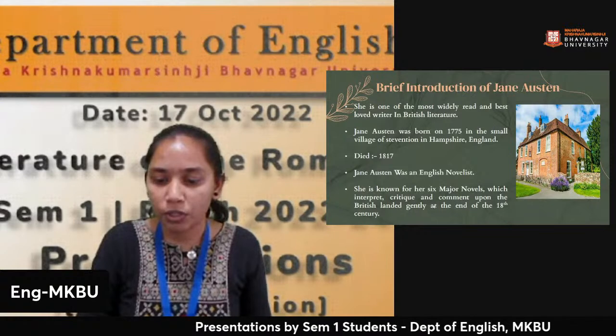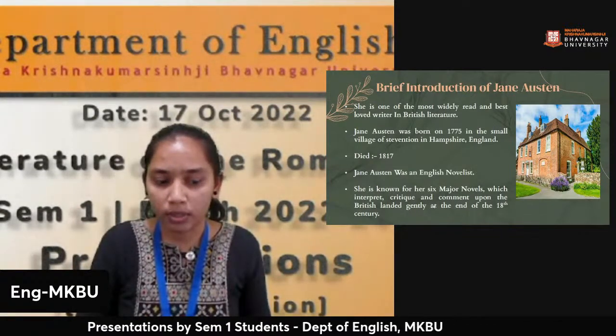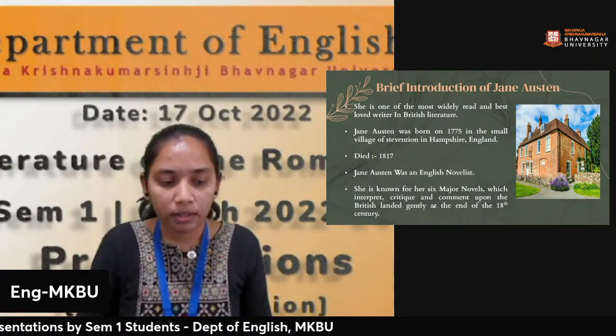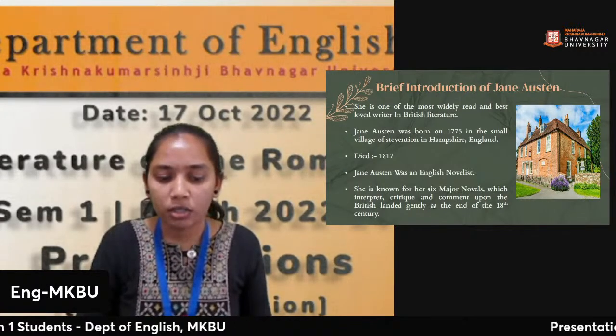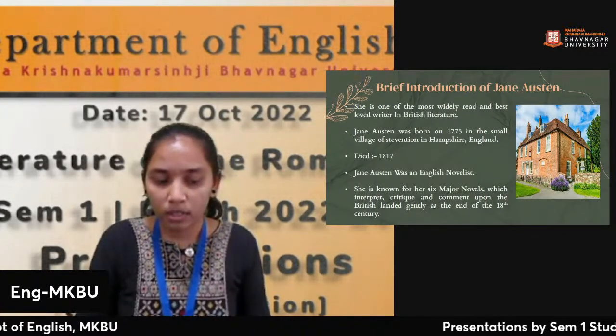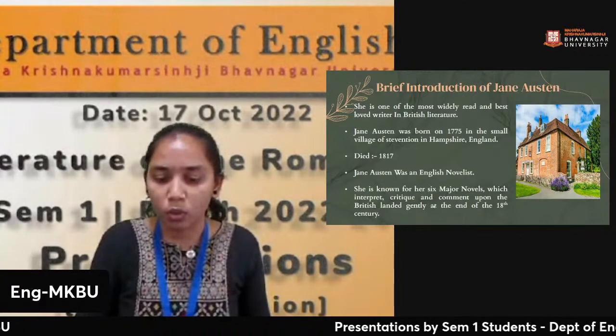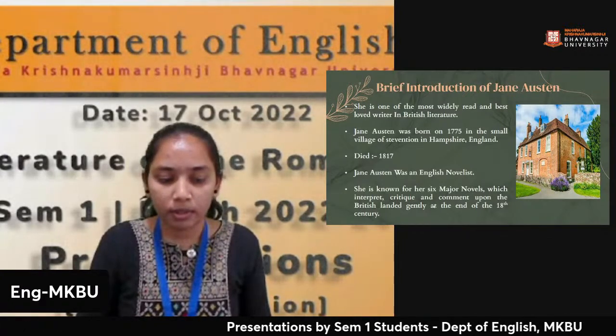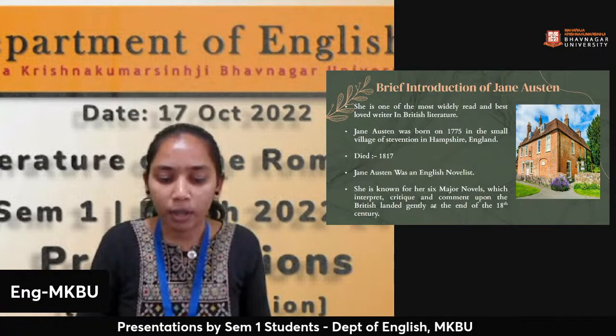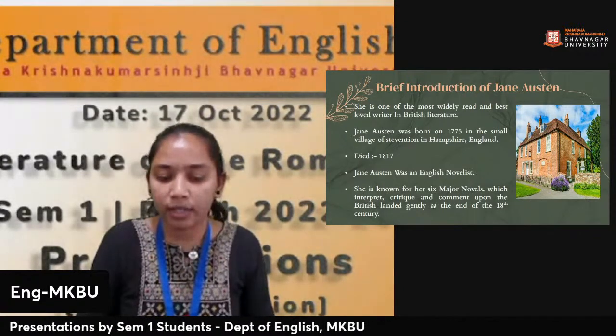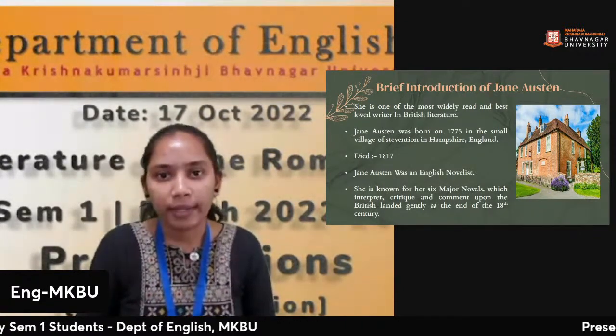This is a picture of the house of Jane Austen. She died in 1817. Jane Austen was an English novelist. She is known for her six major novels, which interpret, critique, and comment upon the British landed gentry at the end of the 18th century.